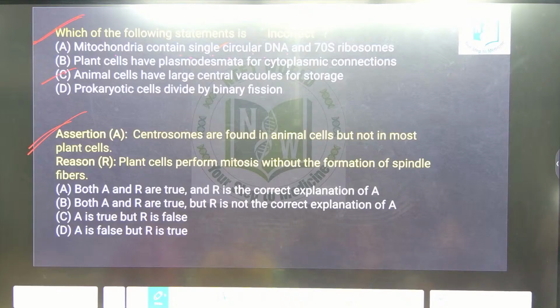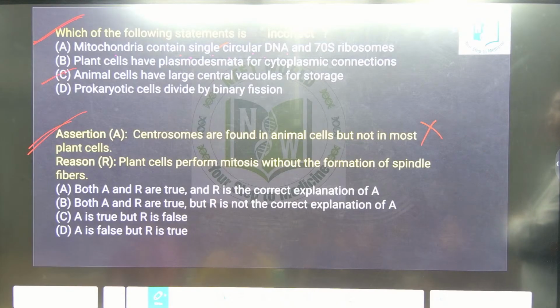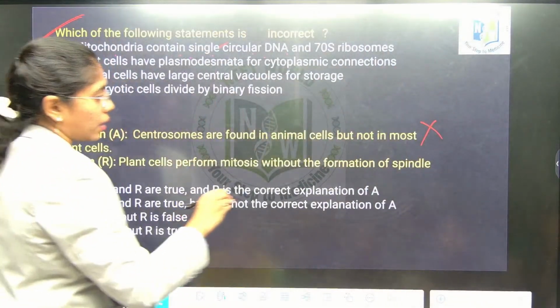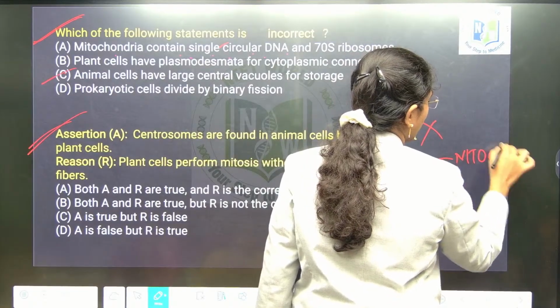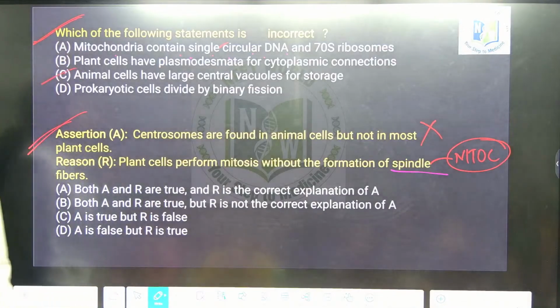Centrosomes are found in animal cells. In few plant cells they are present. They are absent in all plant cells. Plant cells perform mitosis without formation of spindle fibers. No, spindle fibers will be formed, but they are addressed as microtubular organizing complex. That we will deal with in cell cycle and cell division. This question.